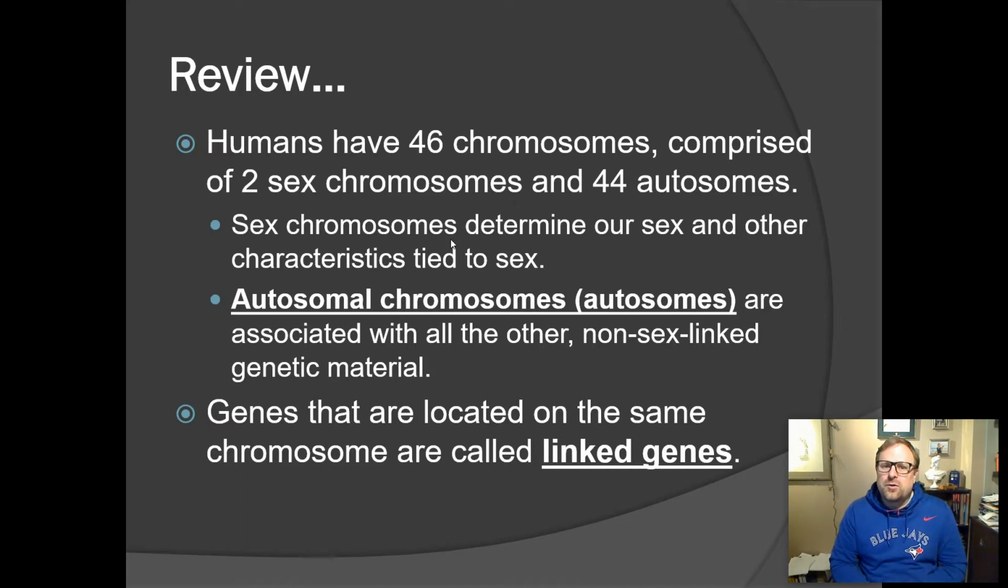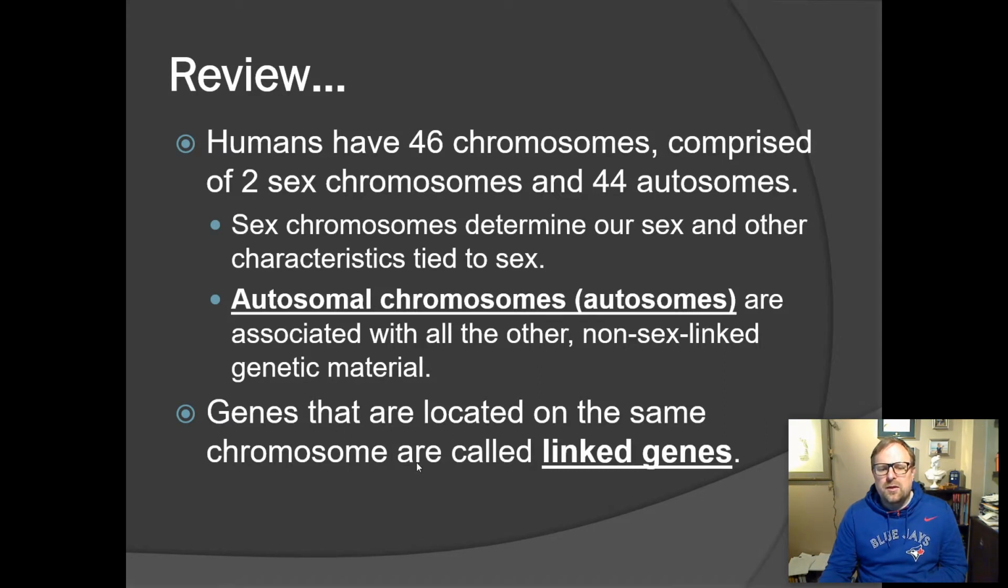And there's other characteristics that are tied into those sex chromosomes as well. And we're going to explore a few of those as we move forward. So autosomal chromosomes, or autosomal disorders, or something that is autosomal, is referring to anything that occurs on the 22 pairs of chromosomes, or the 44 autosomes, and not the sex chromosomes. Okay, so they would be non-sex-linked genetic material.